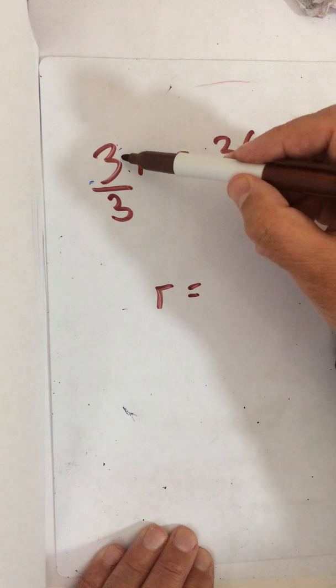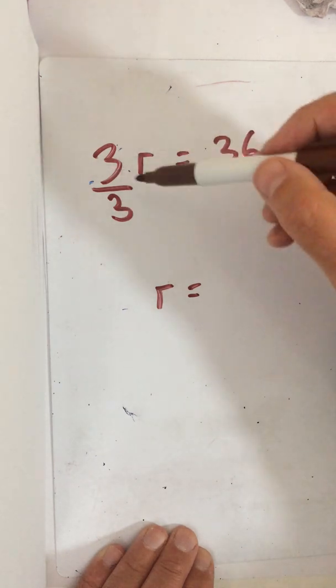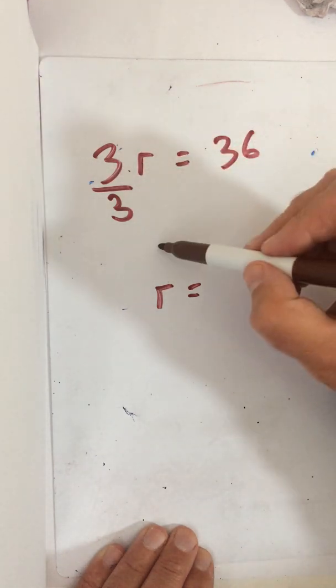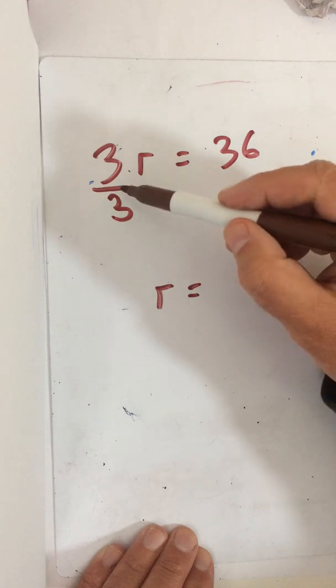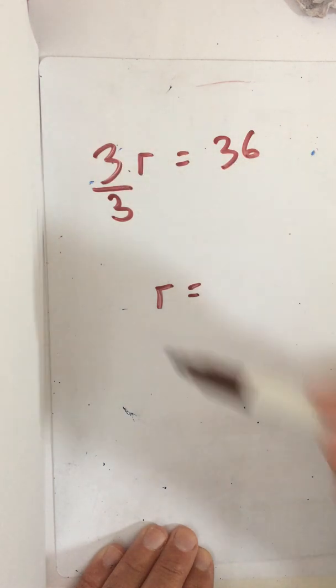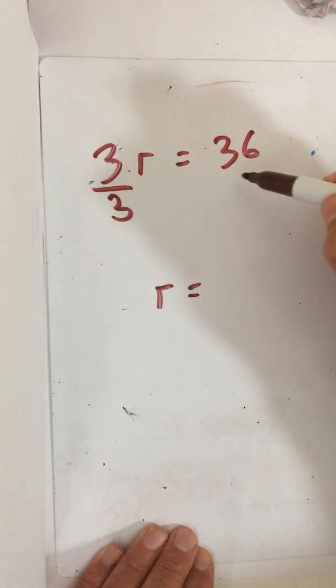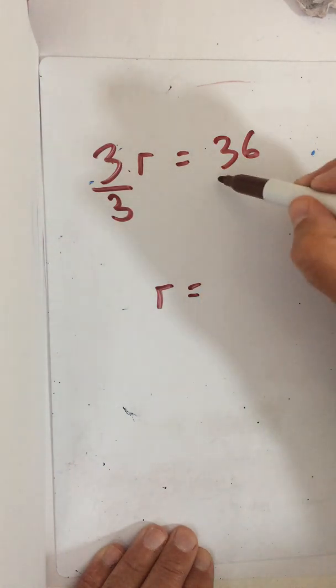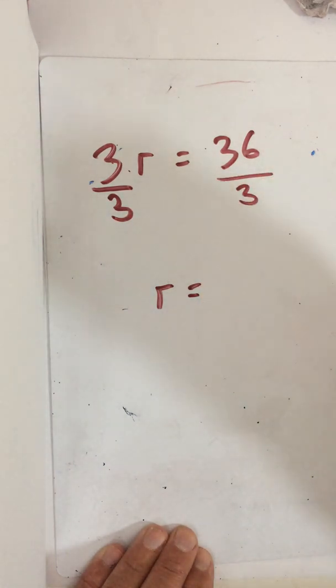So 3 divided by 3 will give me 1. 1r, I'm left with r. So I just divide that number by itself. Because I've divided on this side, because it's the balance method, I divide on the other side as well. I do the same to both sides.